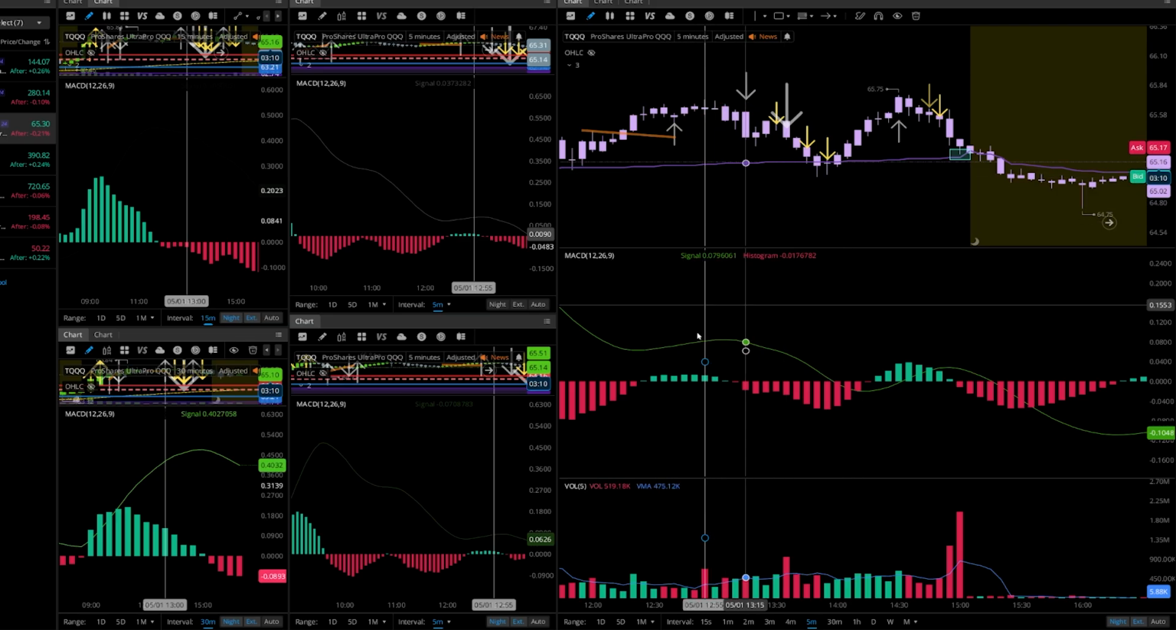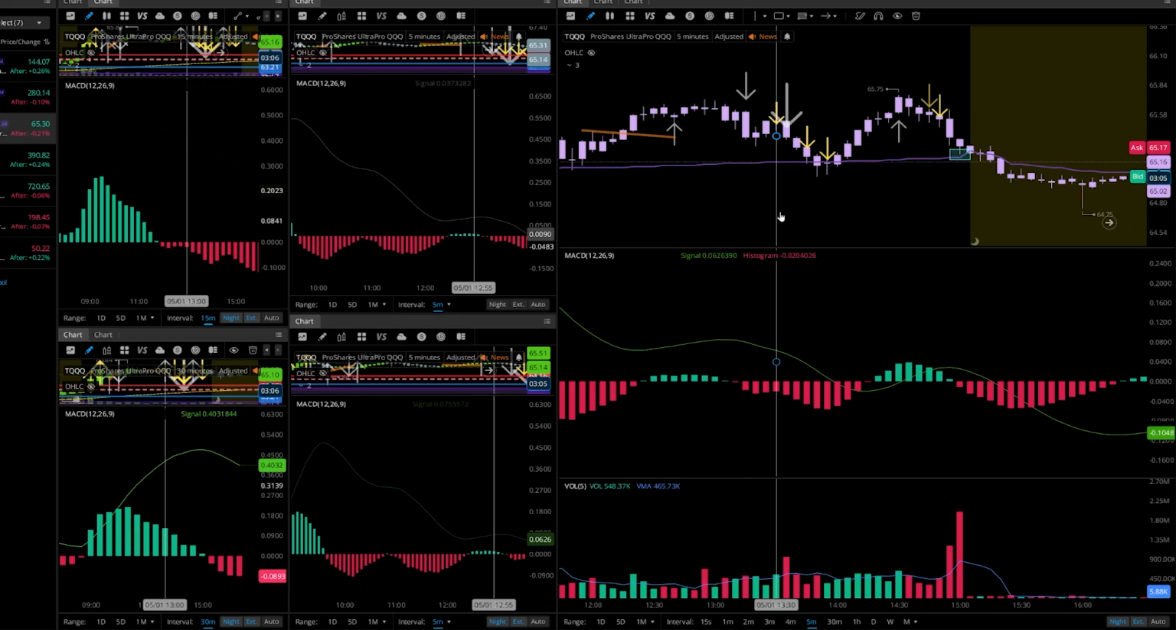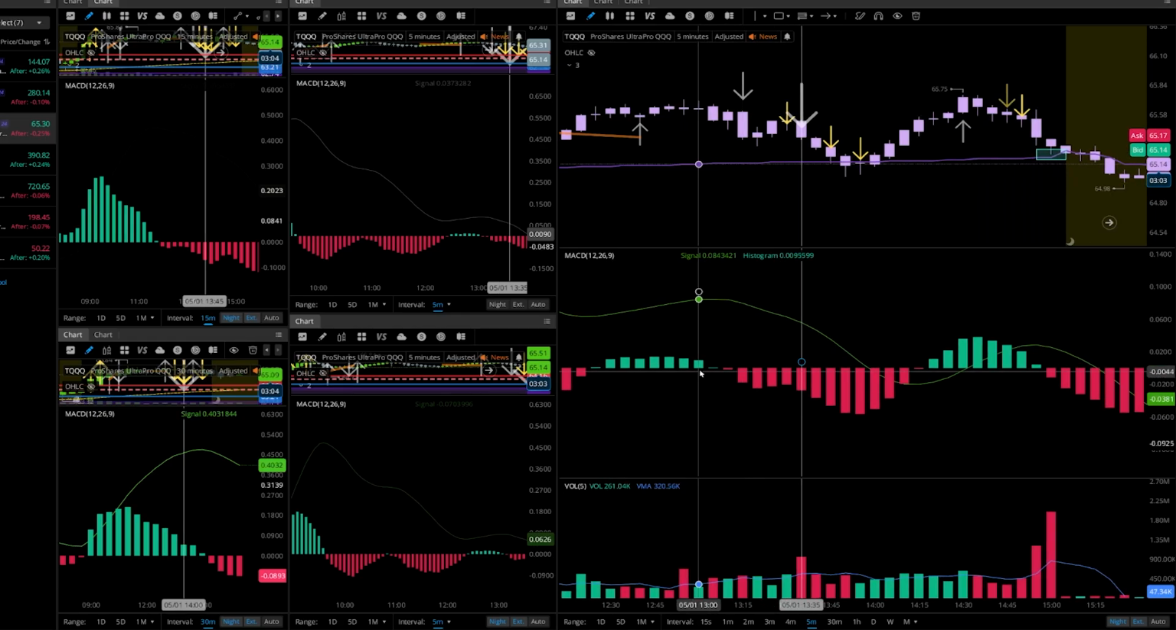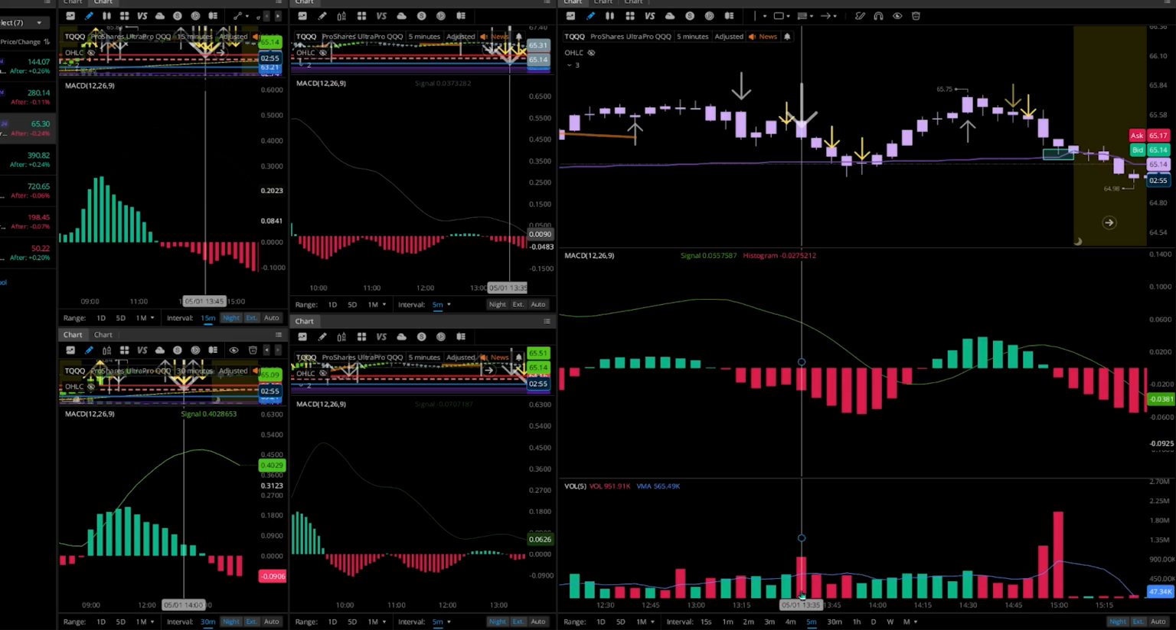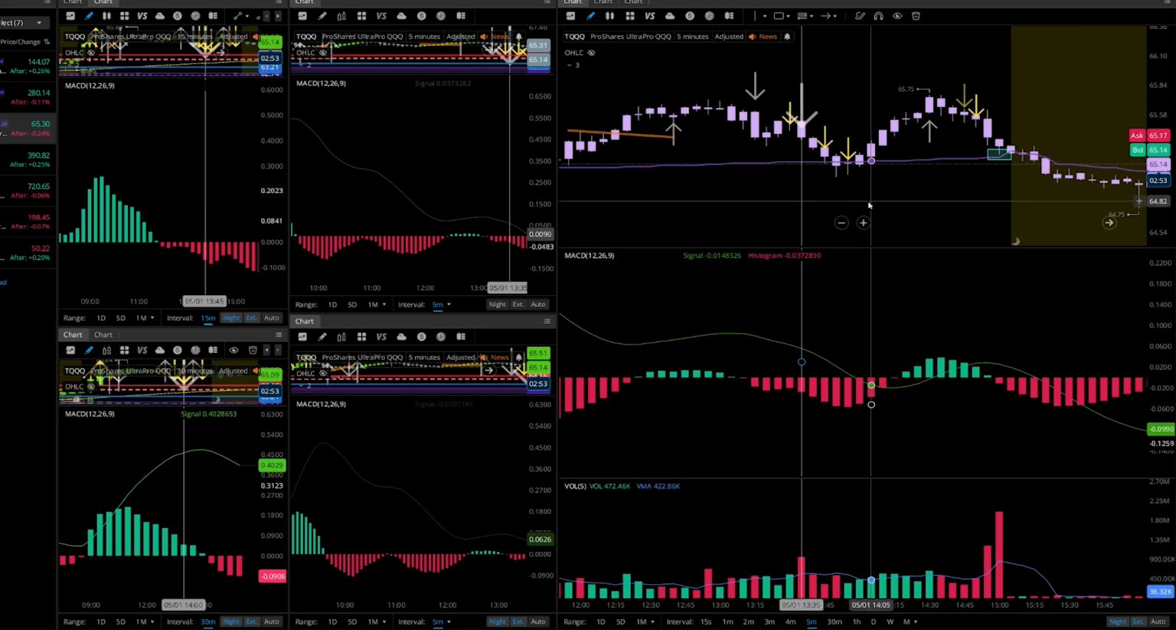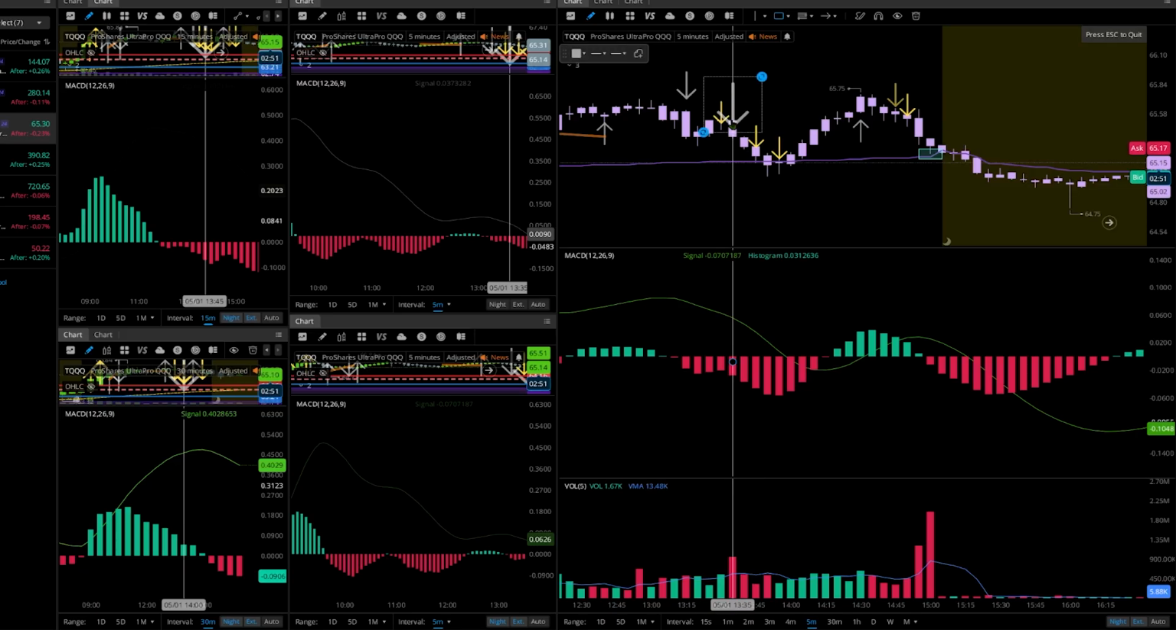And then finally, the last solution of the day occurred right here. Why? We had a move down, then it cooled off for 2 bars, 2 5-minute bars, and then that 3rd bar, boom, ticked down yet again, and look, we have a volume confluence. So that 3rd solution for today was right here.